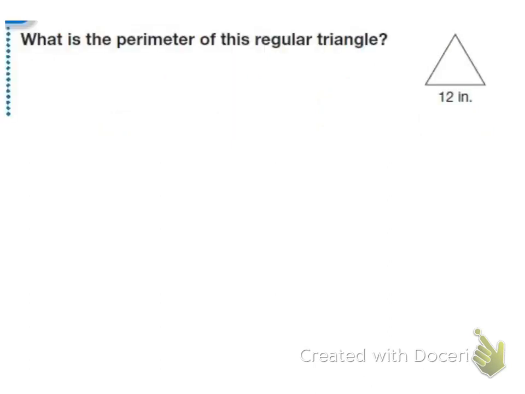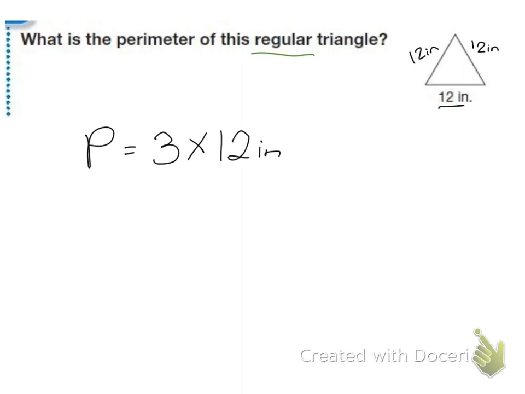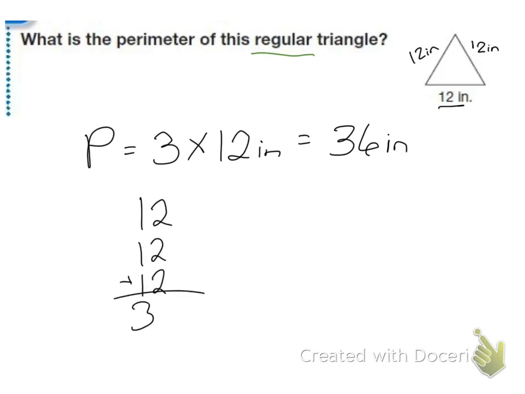What is the perimeter of this regular triangle? Since it's regular, I know that all the sides are the same length. If this one equals 12 inches, that means this one is 12 inches and this one is 12 inches. A triangle has 3 sides and the length of each side is 12 inches, so I'm going to do 3 times 12 inches. 3 times 12 is 36 inches. I could do 12 plus 12 plus 12, but I'll get the same answer.